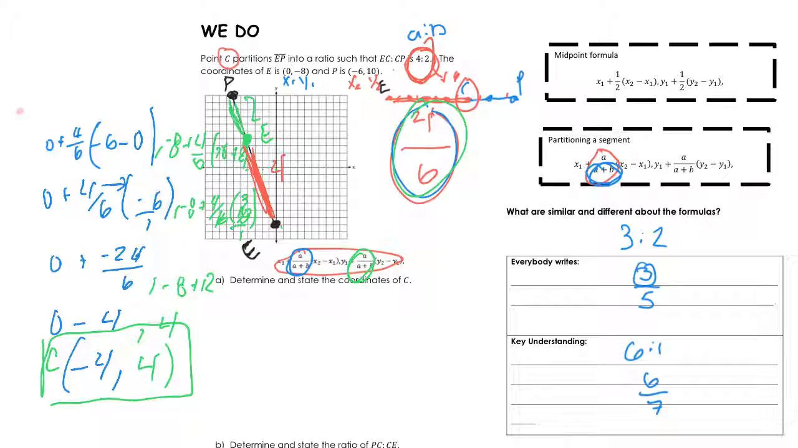Oh, one little mistake. I should have wrote a C here. I wrote an E. That point's called C. So E to C is the 4 piece. C to P is the 2 piece.